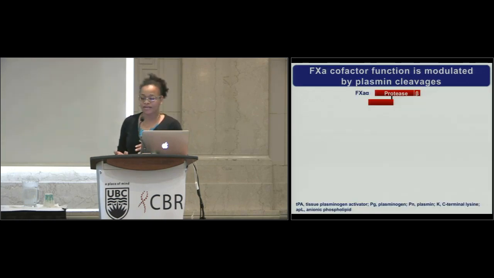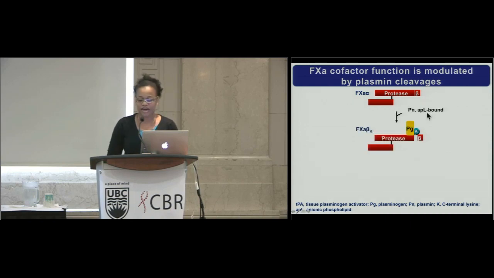So the reason I got interested in rivaroxaban is because it does bind to one of my favorite proteins, which is factor Xa. And we've discovered a new role for factor Xa in dissolving a blood clot. So when factor Xa, seen here in its intact form as factor Xa alpha, is cleaved in the presence of anionic phospholipid by plasmin, it generates factor Xa beta. And factor Xa beta has this C-terminal lysine that really serves as a binding site for plasminogen, which allows tPA to convert plasminogen into plasmin, and plasmin, as you may know, is the clot-busting enzyme.